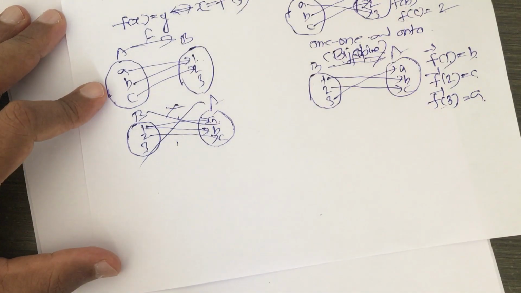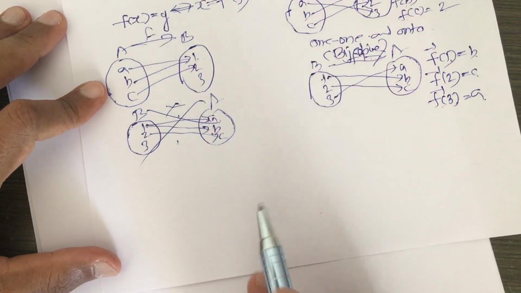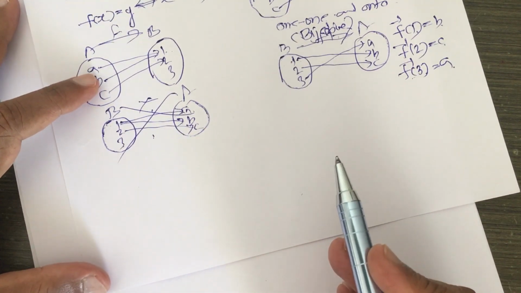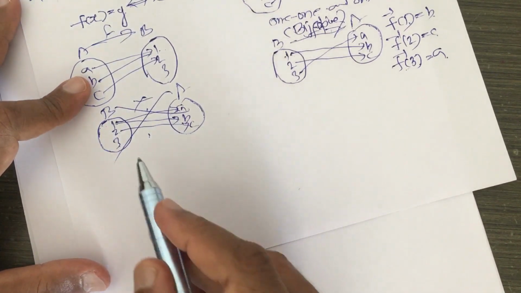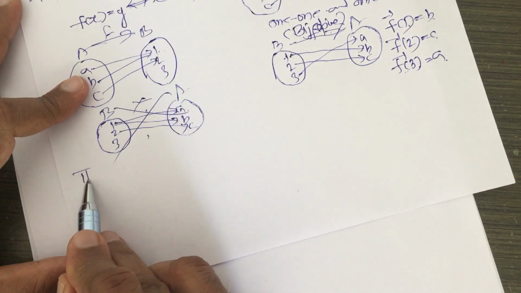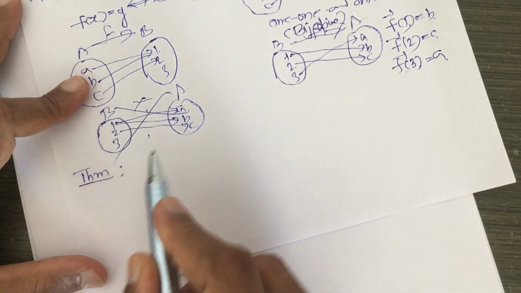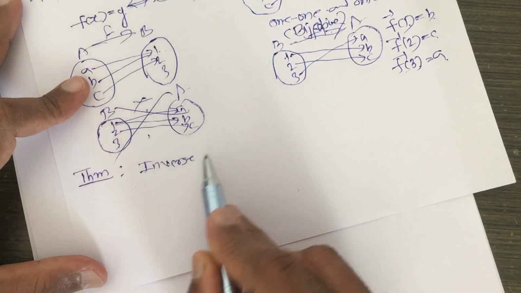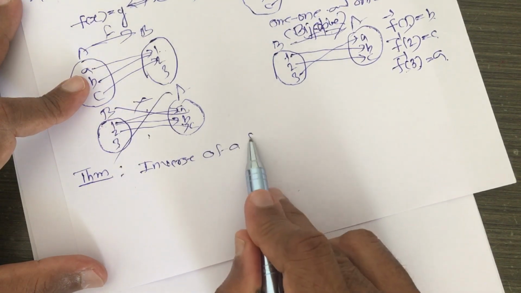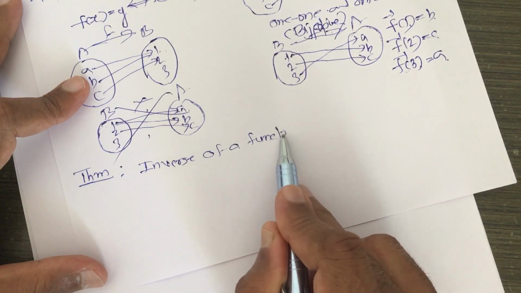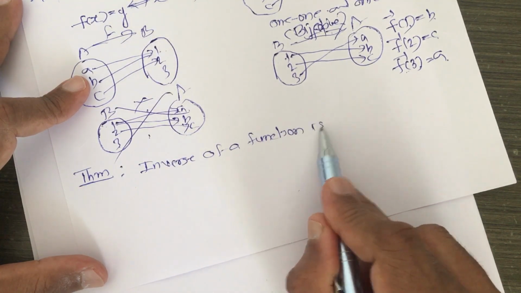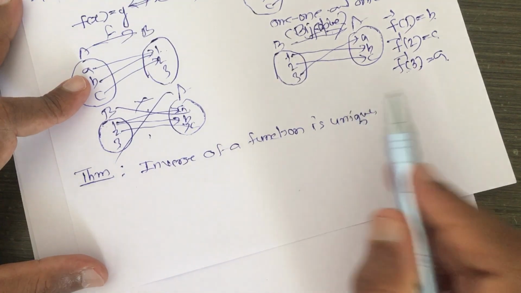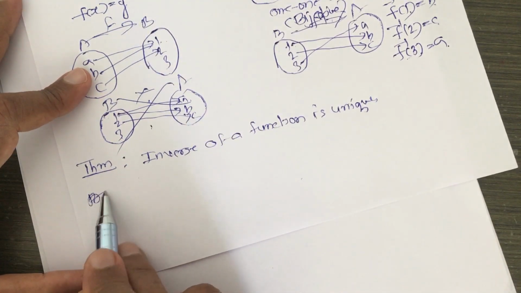So, a small theorem: inverse of a function is unique. If inverse exists, then inverse of a function is unique.